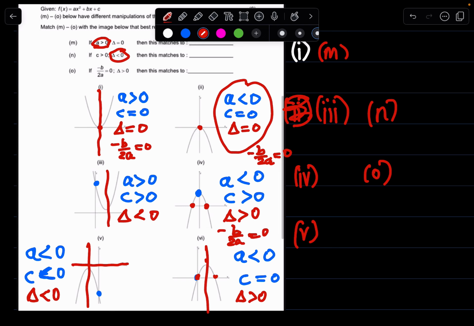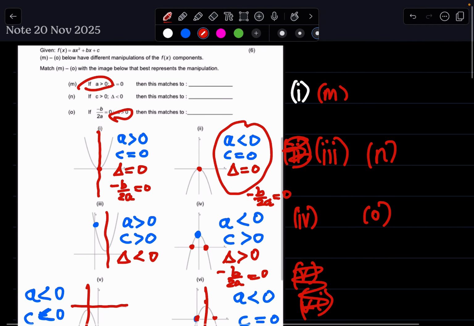Let's check 6. So 6, let me erase. We have A less than 0, which is this one. We have delta bigger than 0, which is that one. We have C equals 0, which is none of the options. So those ones are out. Now we can easily see that this one best matches with 1. This one best matches with 3. And then this one best matches with IV.